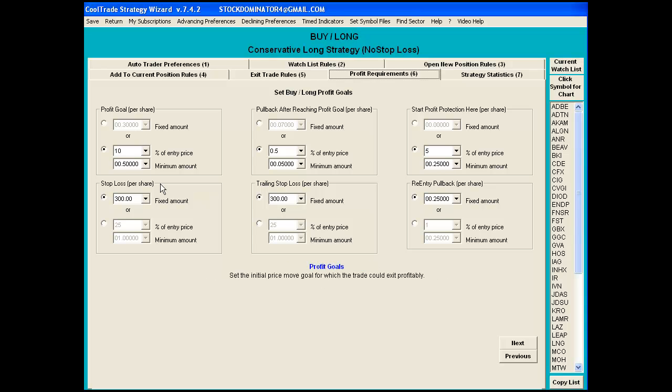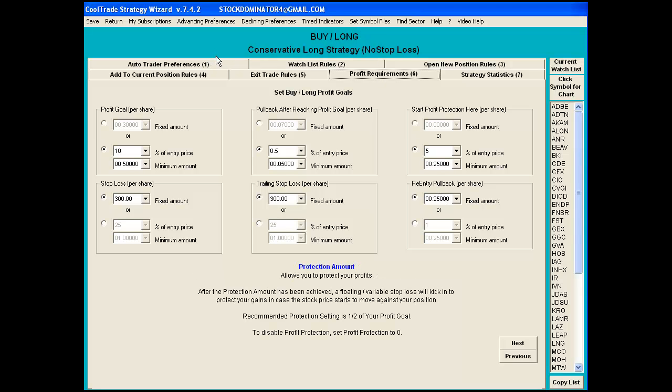And then you've got your stop losses. This strategy doesn't use stop losses. It adds on 10% drops. So to actually eliminate the stop loss feature, we have this set at $300. We're only buying stocks between 2 and 40, so 300 negates that. Same with the trailing stop. Then the re-entry pullback: stocks have to move by at least 25 cents for it to get back in that position after a trade's executed.